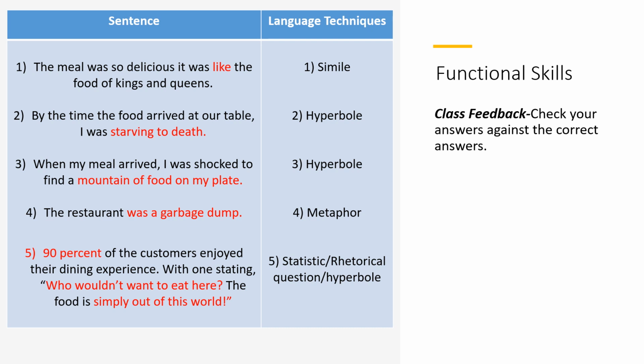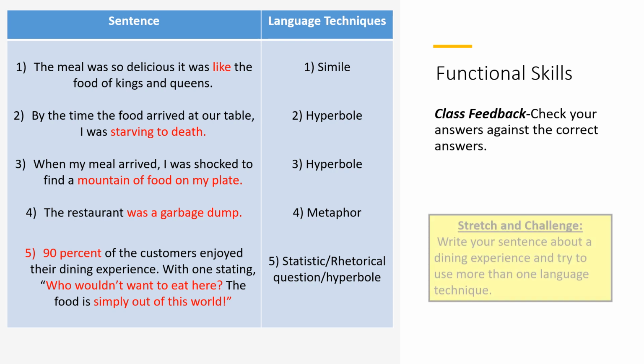90% of the customers enjoyed their dining experience, with one stating, "Who wouldn't want to eat here? The food is simply out of this world." So in this one, as we said in the previous part, there is more than one technique. You have a statistic with our 90%, we have our rhetorical question with "who wouldn't want to eat here," and we also have a hyperbole as well when we say it's simply out of this world.